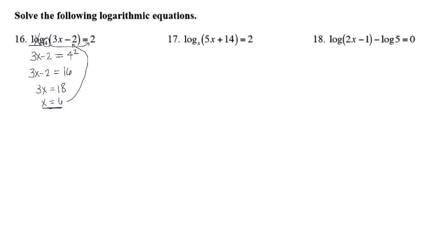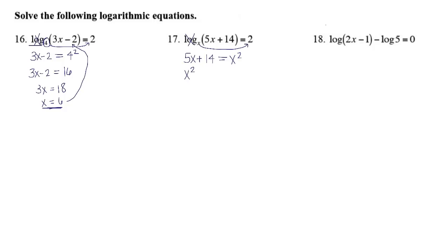Okay, for the next one, number 17, same process again. We don't have to worry about condensing anything because it's already put together. So what we're going to do again is remove the log. So we're going to have 5x plus 14 is equal to x raised to the second power. Now what we have is a factoring situation. We need to move all of our variables over to the other side.